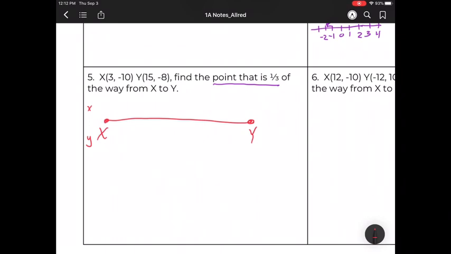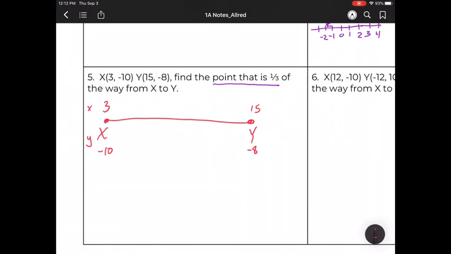Point X has the coordinates 3 for the x, -10 for the y. Point Y has the coordinates 15 for the x and -8 for the y. And so if I want a point that is 1/3 of the way from X to Y, I'm going to split this not in the middle, no, not in the middle.